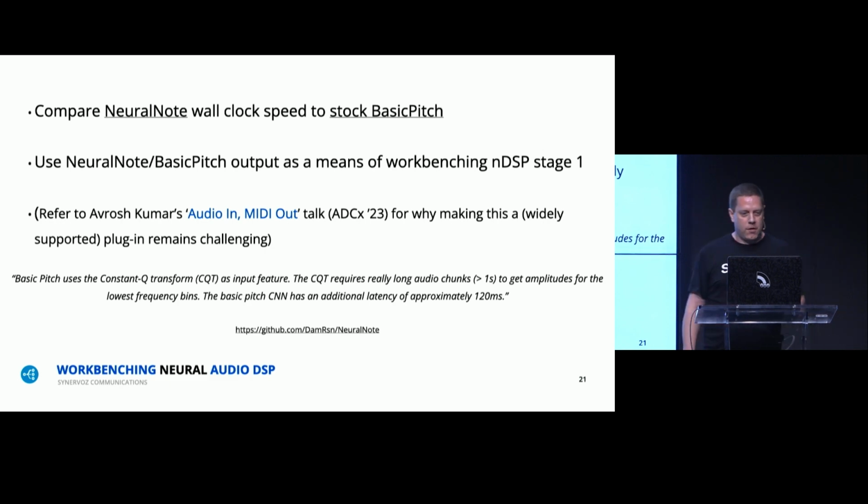On the neural node side, we also want to compare the wall clock speed to stock basic pitch, because we've also noticed a pretty decent speed up there. And otherwise, neural node is just a means of workbenching the first neural DSP stage. And you can also get a sense of why, from the talk earlier today, it's hard to put this sort of thing into a plugin format, because you don't have a lot of DAWs supporting audio to MIDI.